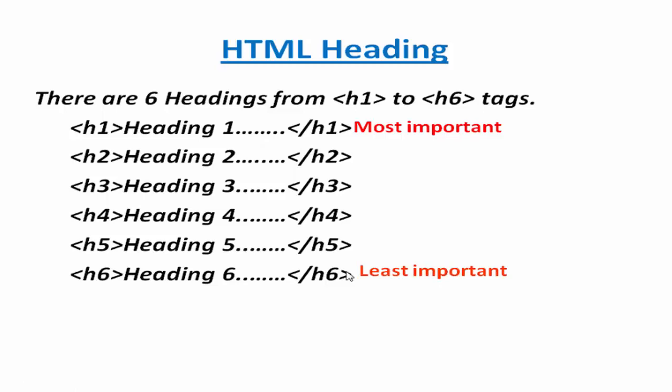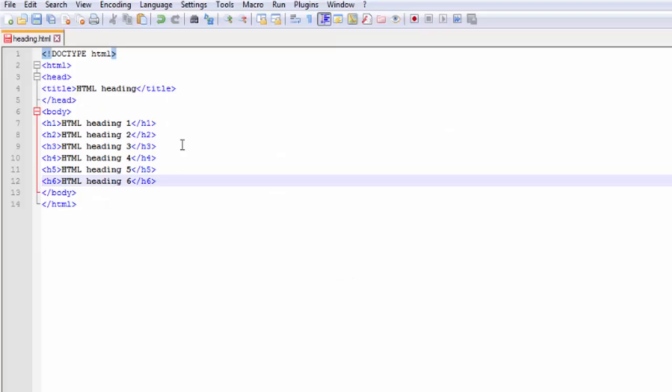Let's see an example. Here I write some code on Notepad. You can see here inside the body element I write all the 6 headings, and each of the heading elements contains some text. For H1 heading I write here HTML heading 1. For H2 I write HTML heading 2. For H3 I write HTML heading 3, and so on.